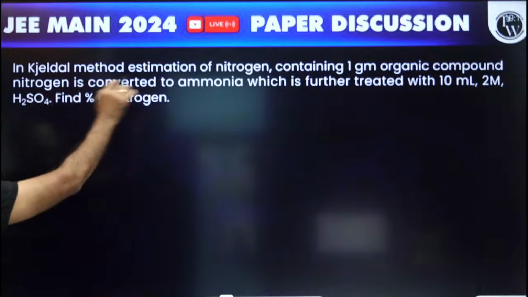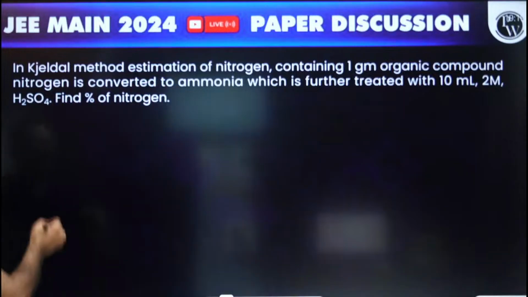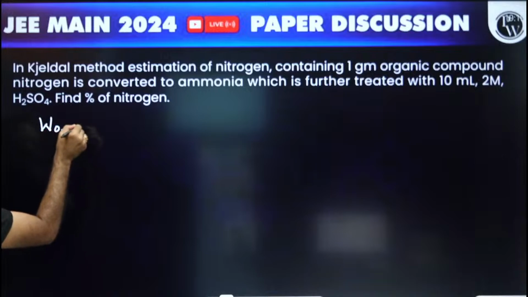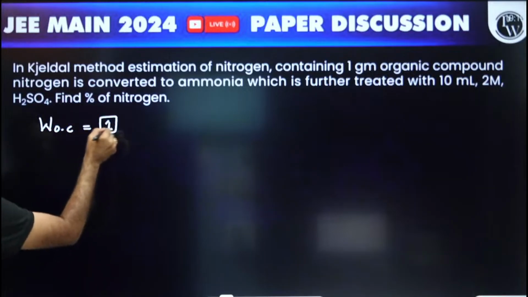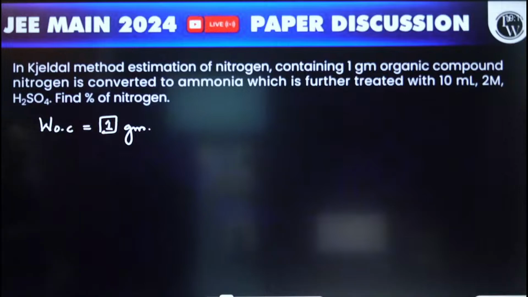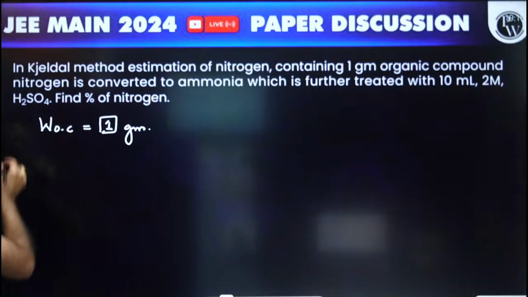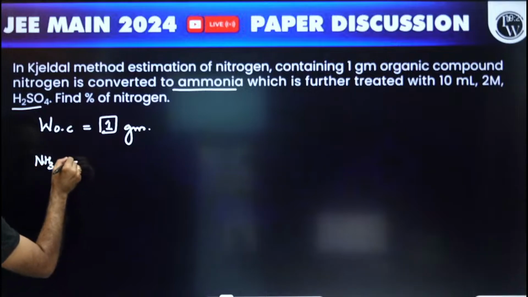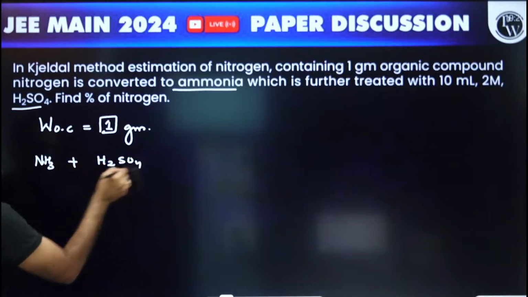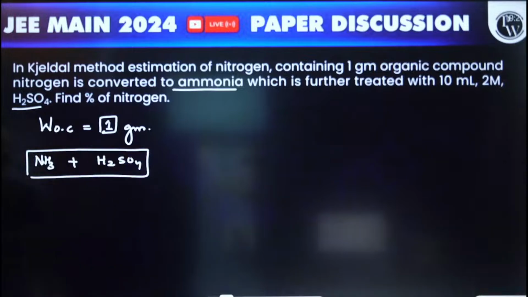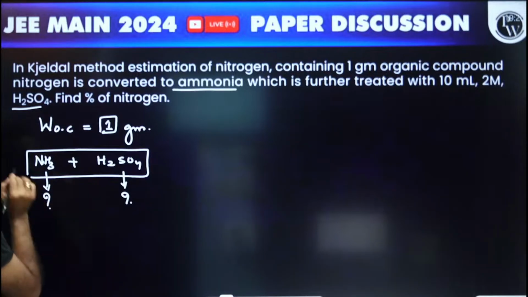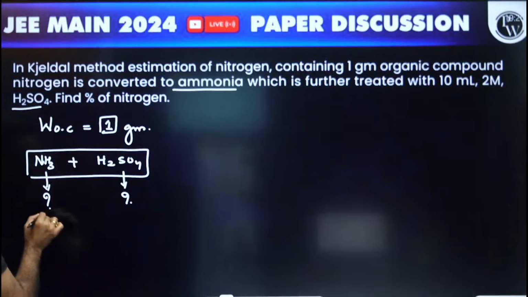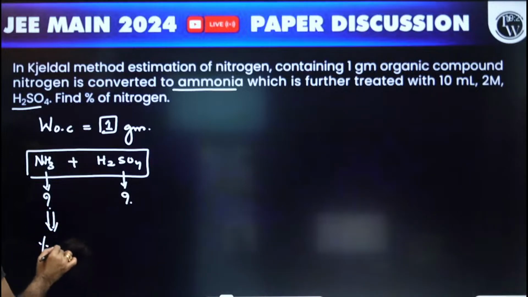Okay, in Kjeldahl's method, estimation of nitrogen containing 1 gram of organic compound. Mass of the organic compound in which we need to analyze nitrogen present is 1 gram. And that is converted to ammonia, which is further treated with 10 ml of 2M H2SO4. Ammonia is neutralized with sulfuric acid here. Based on how much sulfuric acid is required, we will come to know how much ammonia is released. Based on that, we should be finding the percentage of nitrogen.